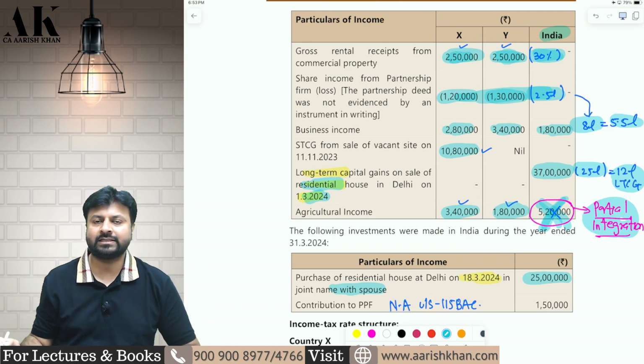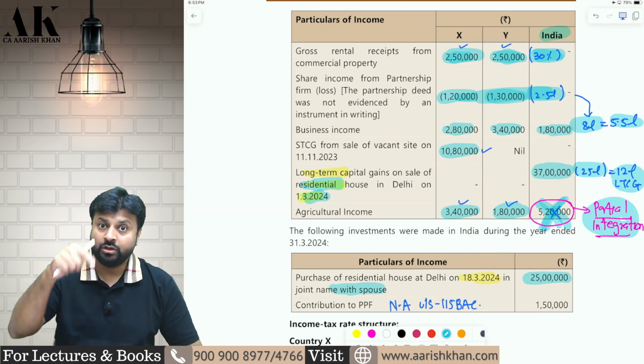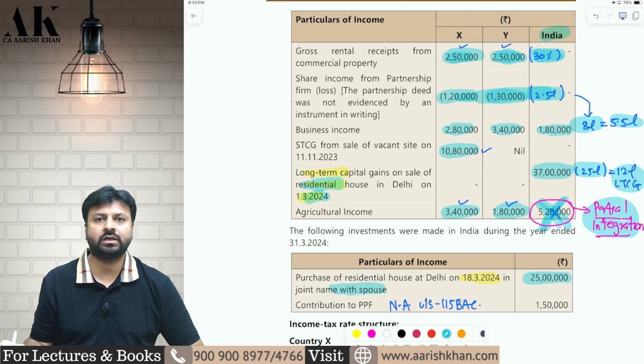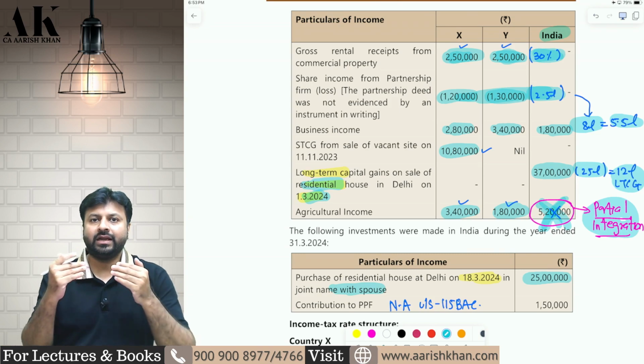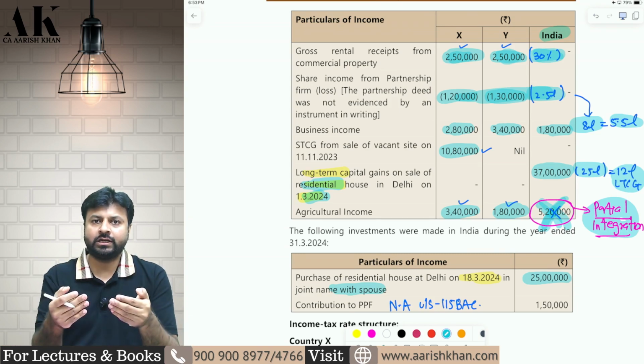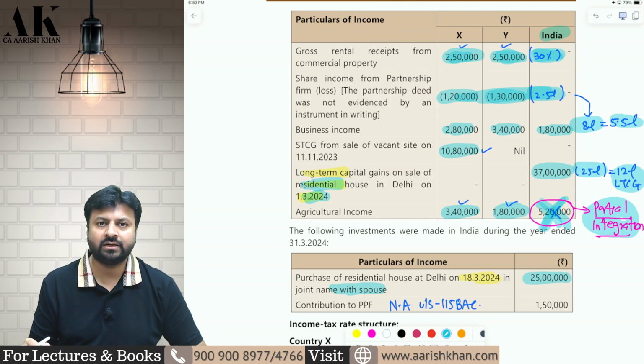On that apply surcharge, cess, etc., and that will be your tax liability. You have to follow partial integration in this particular question. I hope it is clear to all of you. Is it clear? Now, once you do this, you will get the Indian tax, and after that divide that by total income, you will get the average tax rate in India.